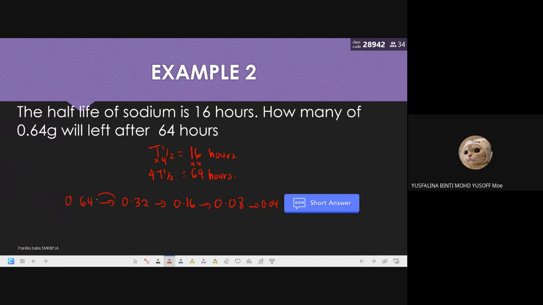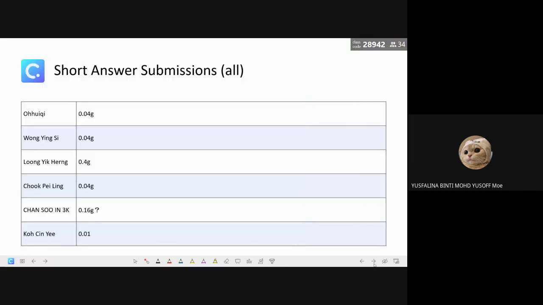You only want 4, right? So 1, 2, 3, 4. There are 4 half-lives there. So how many gram will be left? 0.04 gram. So that's the answer. You have to divide by 2 for 4 times. So 0.04, so let's check your answers.